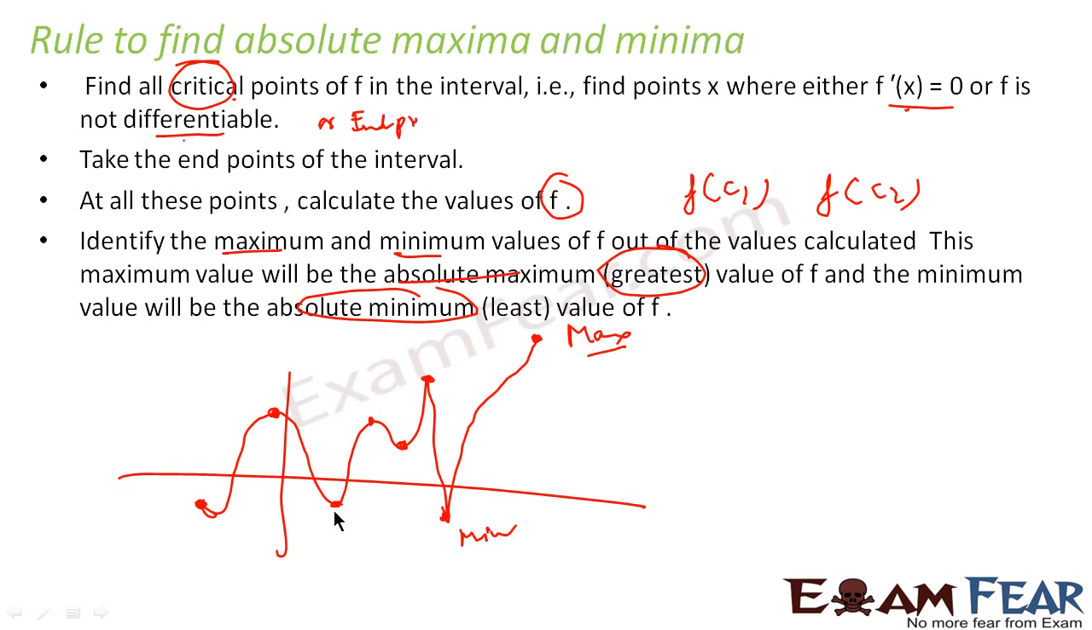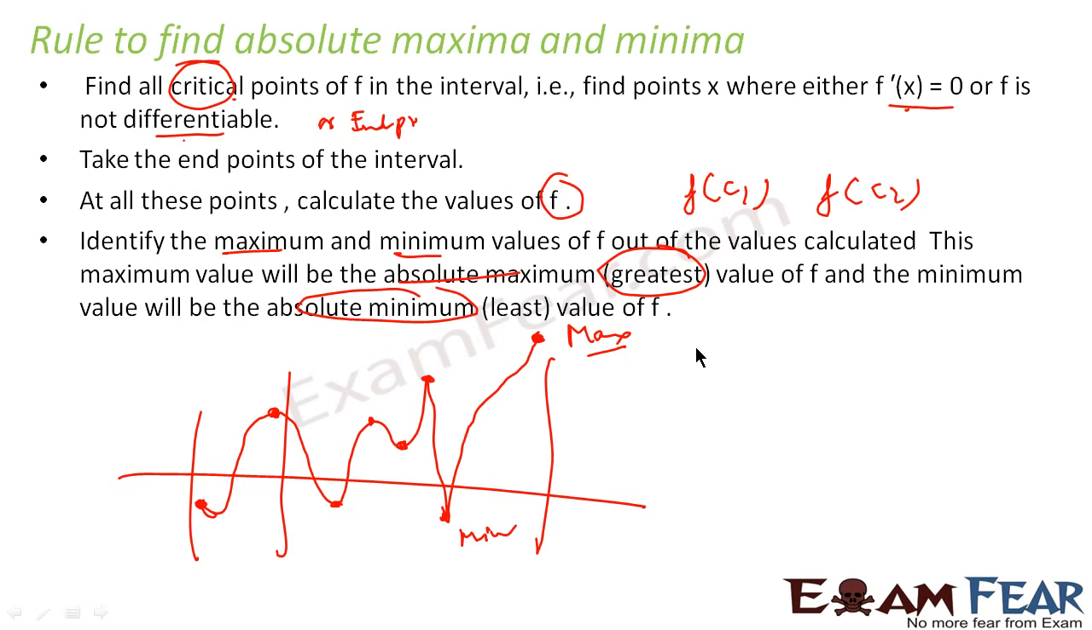Because it's a closed interval, I know all the points, and I can get all of them. In the earlier case, when we were talking about local maxima and minima, the interval was not closed. But here the interval is closed because it starts from here and ends here. So I have the luxury of finding the function value at all these points. Correct?